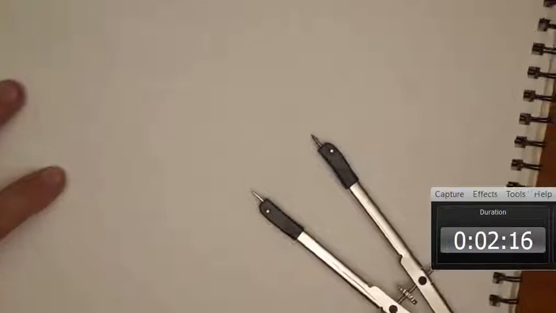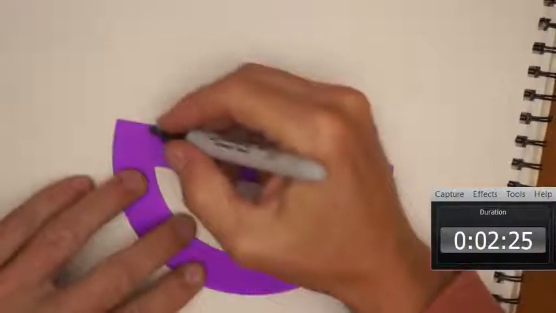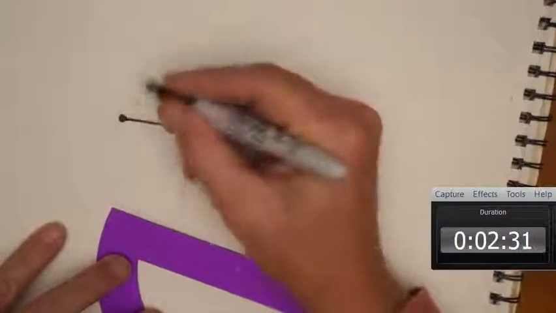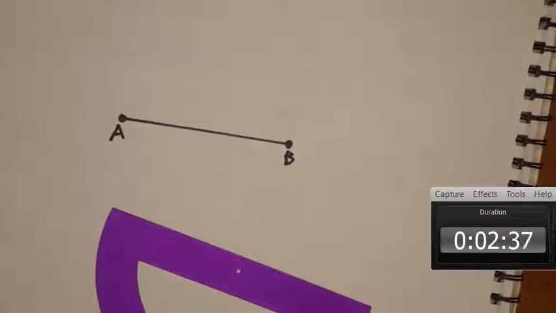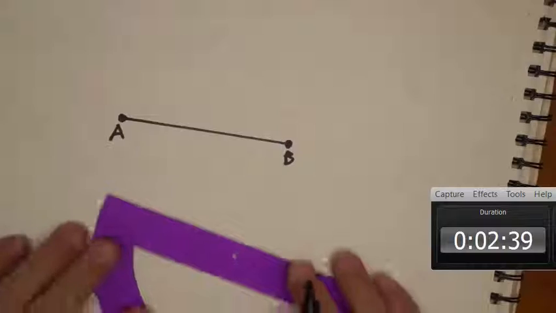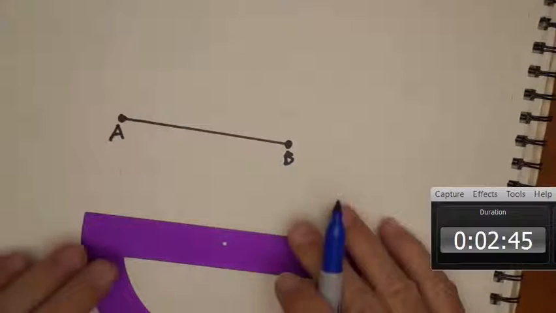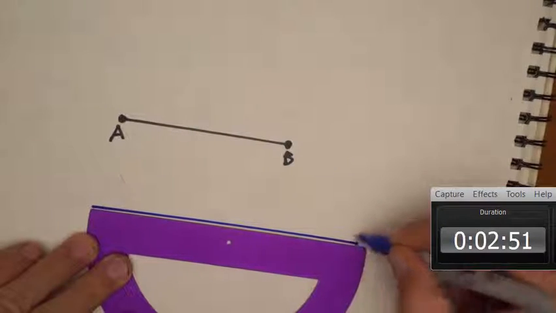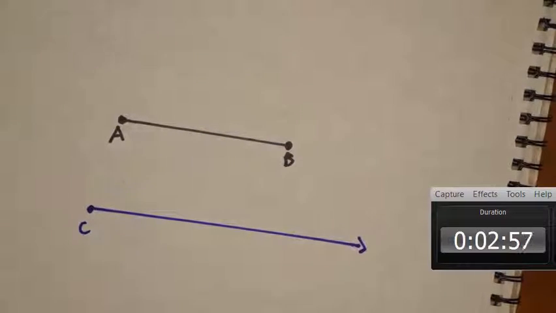So the first construction that I would like to do is constructing congruent lines. Let's assume you have a line segment, and we'll call that line segment AB. If we want to construct a congruent line segment, we're going to draw a ray. I'm going to draw a ray that is visibly longer than the line segment AB, and we'll call the endpoint C. And let's make sure you label the points.